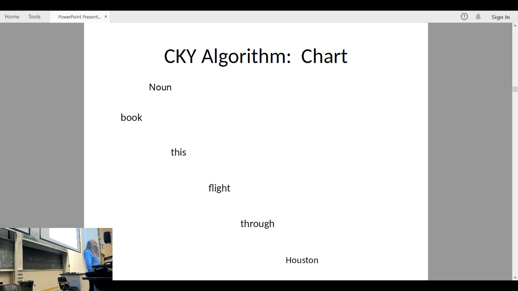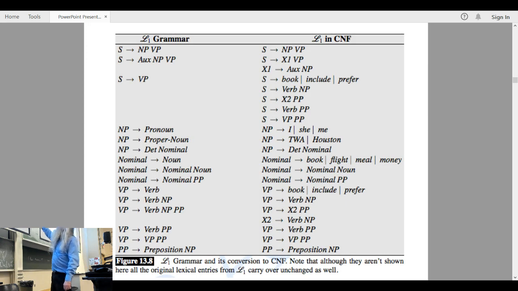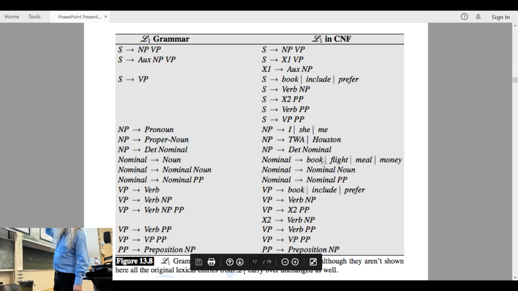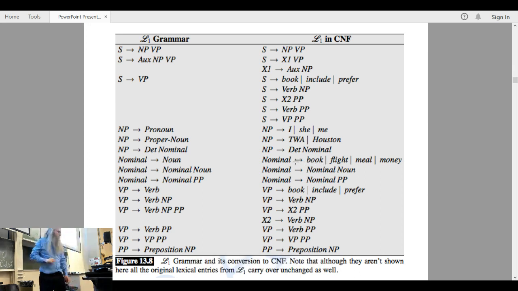So we look at the word book, and we look through the rules that are there, and we discover that there's a noun that goes to book somewhere. It's nominal, it's called. It's not actually called that. It's nominal to book. Okay? And so we have the word book there.